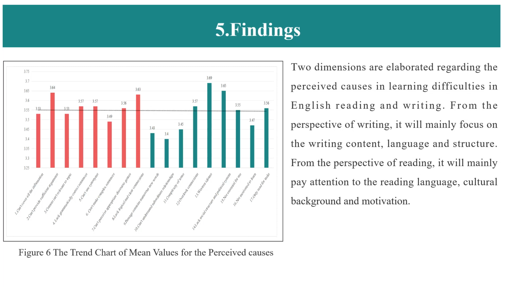From the bar chart, the difficulties in writing content, language, and structure mainly focus on students not being able to provide sufficient arguments and examples to support their points of view, with a mean of 3.64. The difficulties in reading ability, cultural background, and motivation mainly focus on students finding it difficult to understand Western idioms in the reading text, with a mean of 3.69.